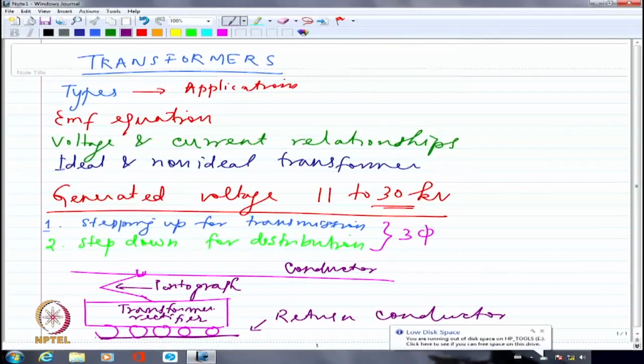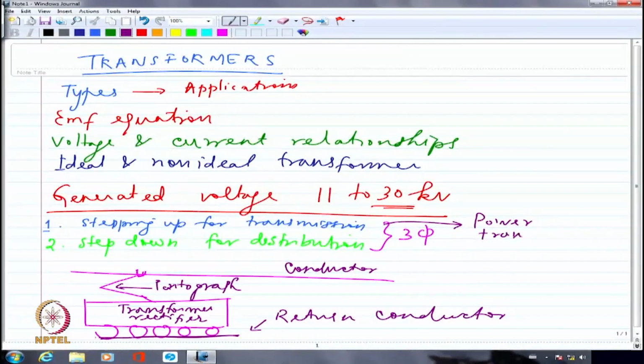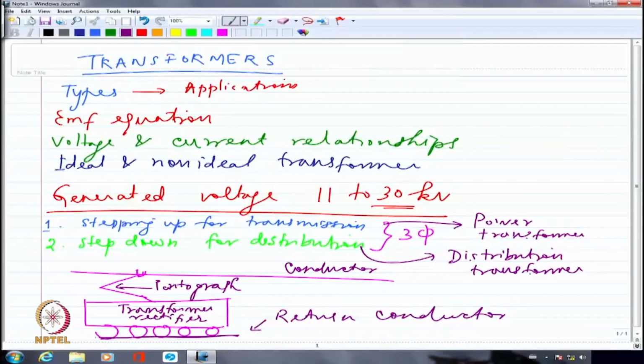So I would say that this transformer, which is stepping up for transmission, we normally call that as power transformer. Whereas what we use for distribution, we will call that as distribution transformer. So power transformers normally step up the voltage from the generator, and distribution transformers normally step down the voltage from the transmission line and send it to whatever is your domestic application or industry applications and so on and so forth.